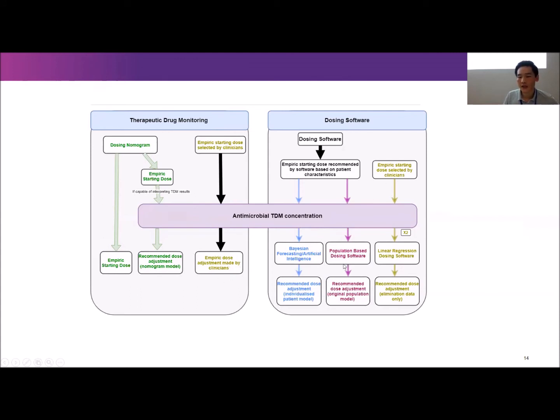Now, we've covered these 3 different dosing softwares, so I won't go into too much detail, but essentially you have your linear regression programs that utilize 2 concentrations, and any recommended dose changes is based off elimination data only.